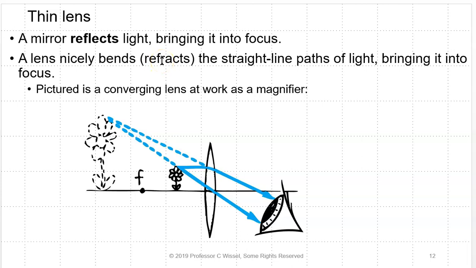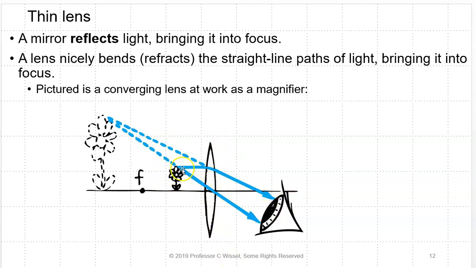And when you read test questions, or anything else like that, please make sure that you pay attention to these tiny details. So what a lens does is it bends or refracts light, bringing it into focus. And this is basically how a magnifier works. This is a converging lens, okay?